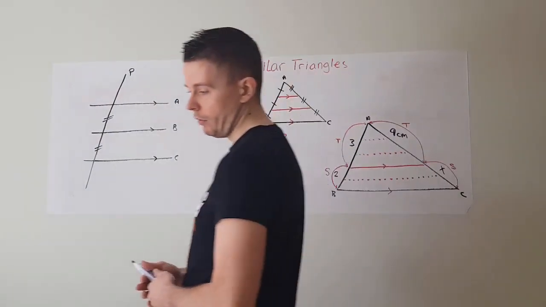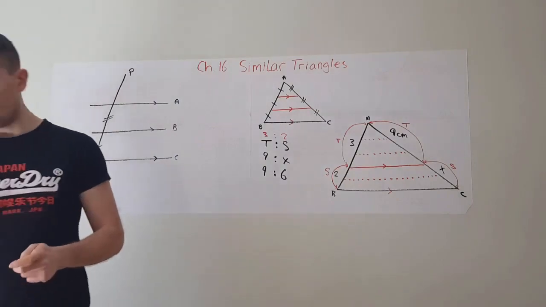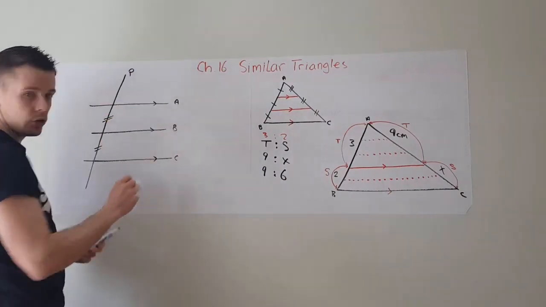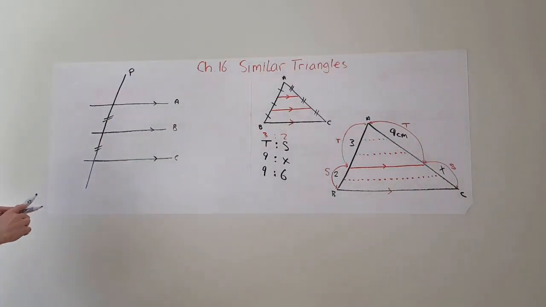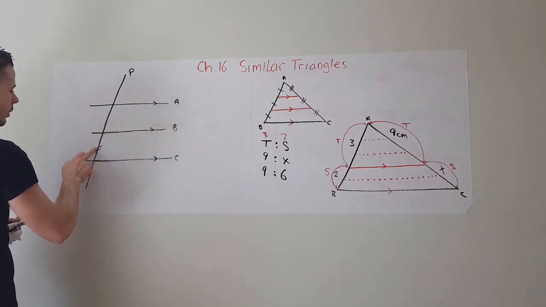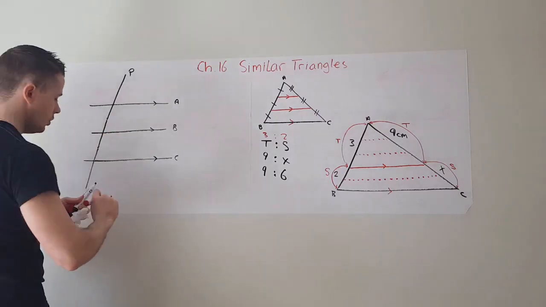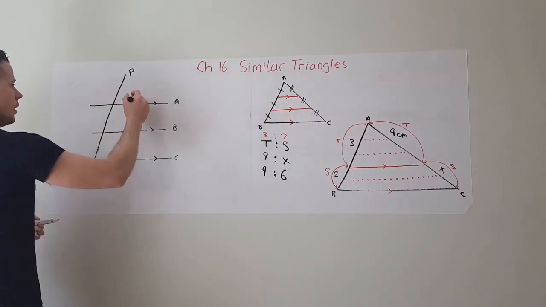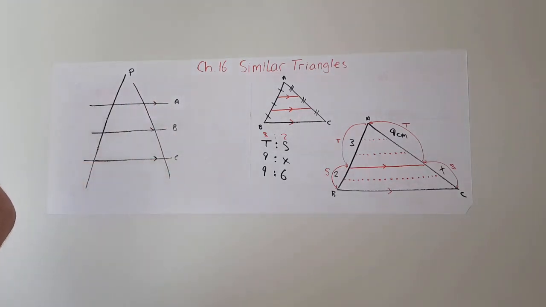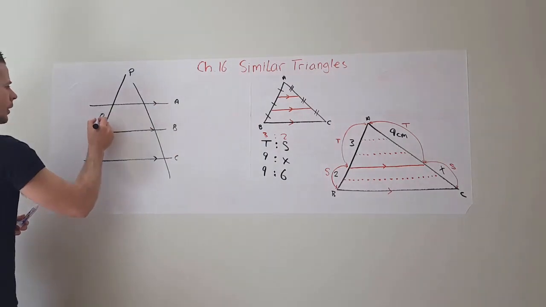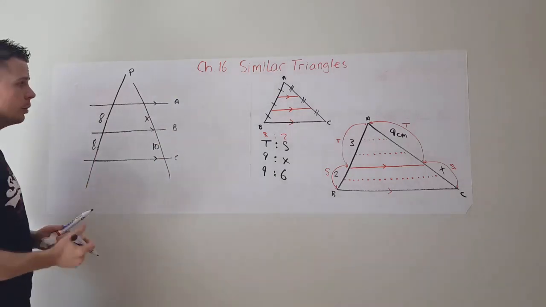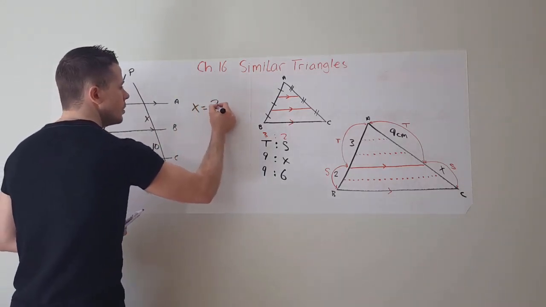I'll do question 1 here just for us. I don't even need to rub this out actually. So this is question 1 out of exercise 16.2. I will put in another transversal line here. We're told 8, 8, this is 10, this is X. We want to find out X is equal to what?